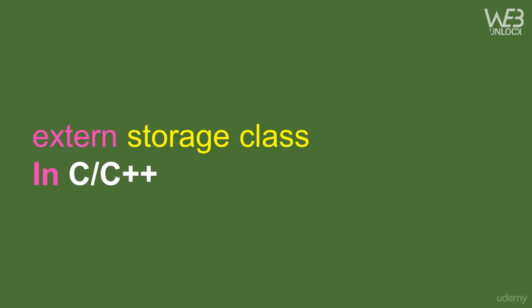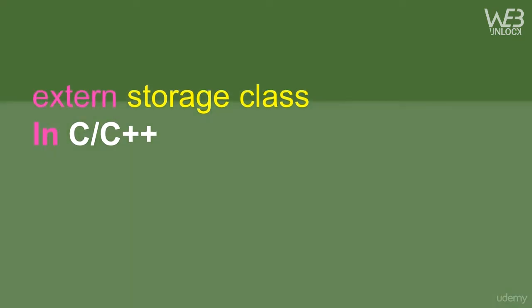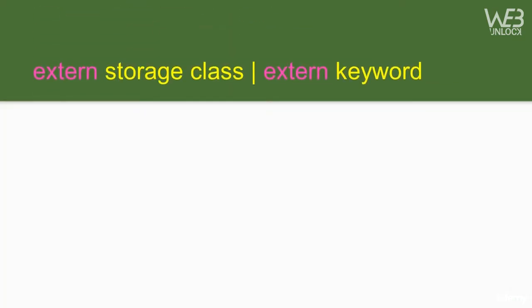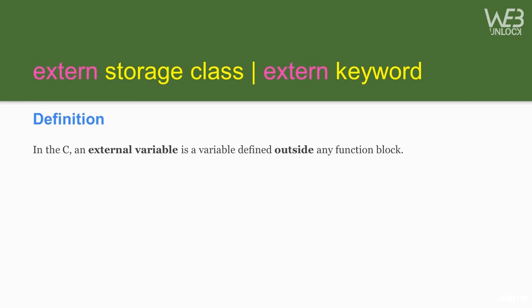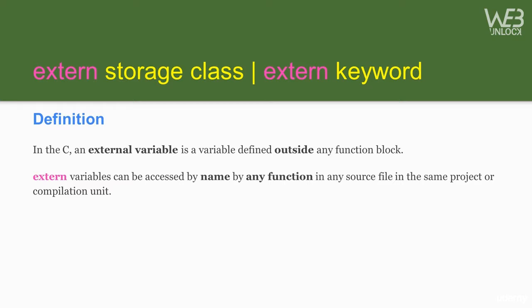External storage class in C and C++. What is the external storage class and how do we use the extern keyword? Let's start with the definition. In C, an external variable is a variable defined outside any function block. External variables can be accessed by name by any function in any source file in the same project, also known as compilation units.